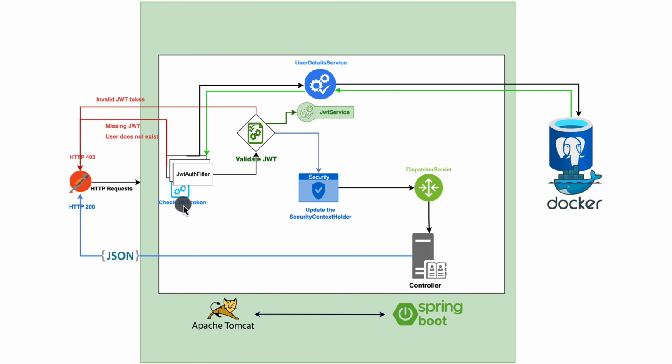After checking the JWT token, what we need to do is to call this UserDetailsService to check if we have the user already within our database or not. Okay, but to do that, we need to call a JWT service here to extract the username. All right, so let me show you what we need to do.